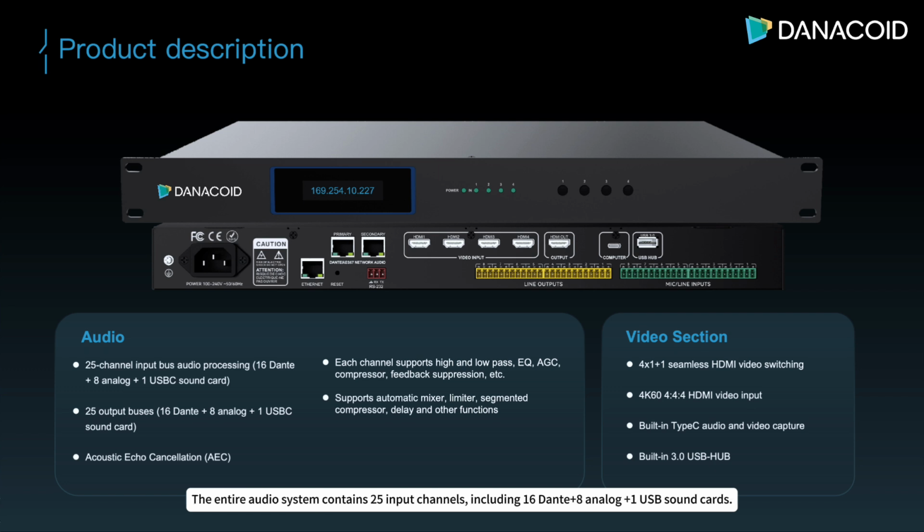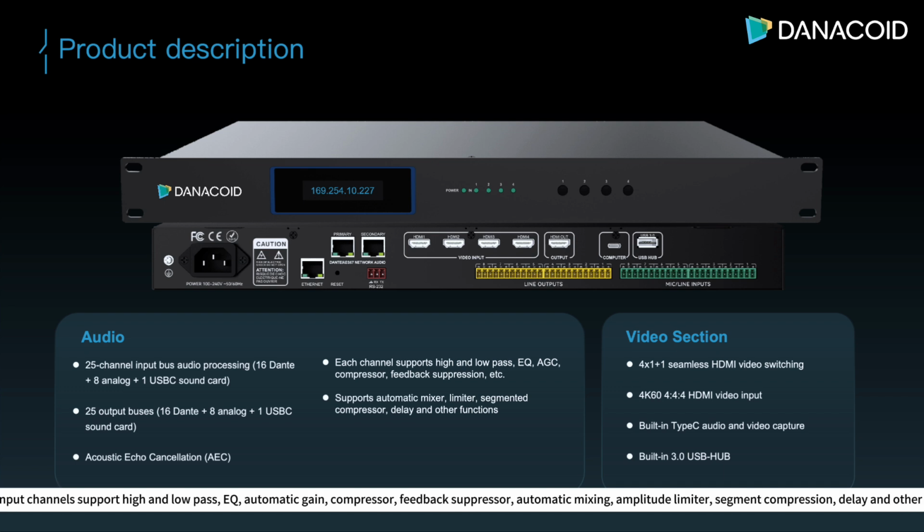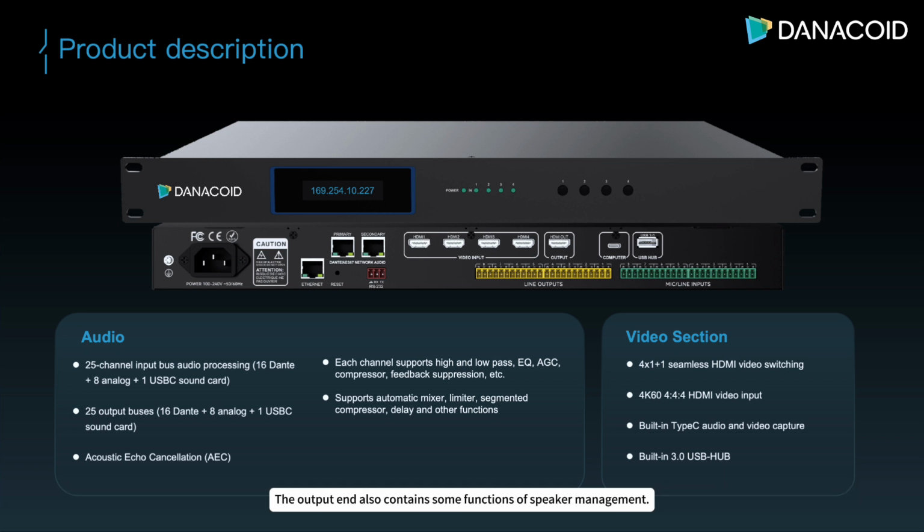The entire audio system contains 25 input channels, including 16 Dante, plus 8 analog, plus 1 USB sound card. It also has 25 bus outputs that can support 16 Dante outputs, 8 analog outputs, and 1 USB sound card output. The system supports echo cancellation. All of our input channels support high and low pass, EQ, automatic gain, compressor, feedback suppressor, automatic mixing, amplitude limiter, segment compression, delay, and other functions. The output end also contains some functions of speaker management.